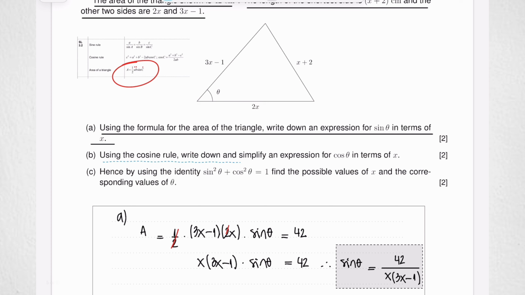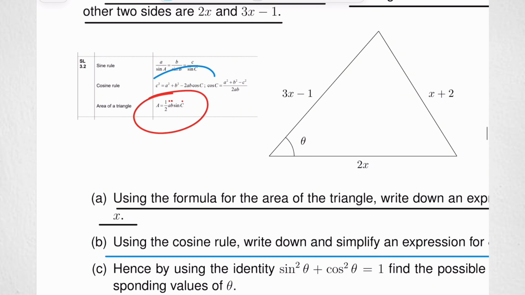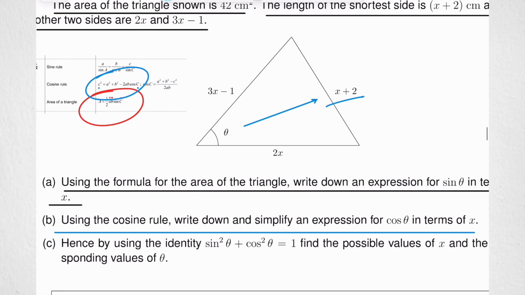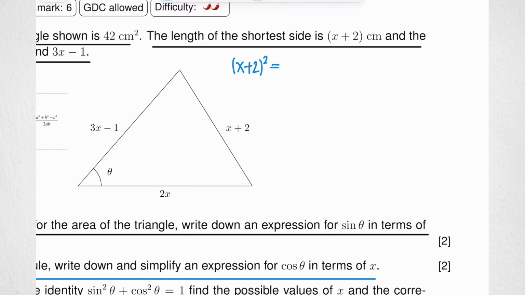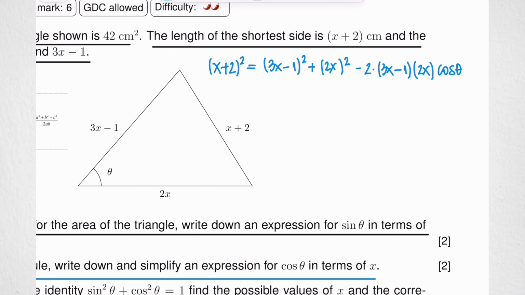Now, we're going to apply the cosine rule to write down and simplify an expression for cosine of theta in terms of x. When we're applying the cosine rule, this side and this angle are opposite to each other, which means that we're going to use this side on the left-hand side, and this angle on the right-hand side of this formula. So we have (x plus 2) squared equal to (3x minus 1) squared plus (2x) squared minus 2ab cosine of C, or cosine of theta in this case.